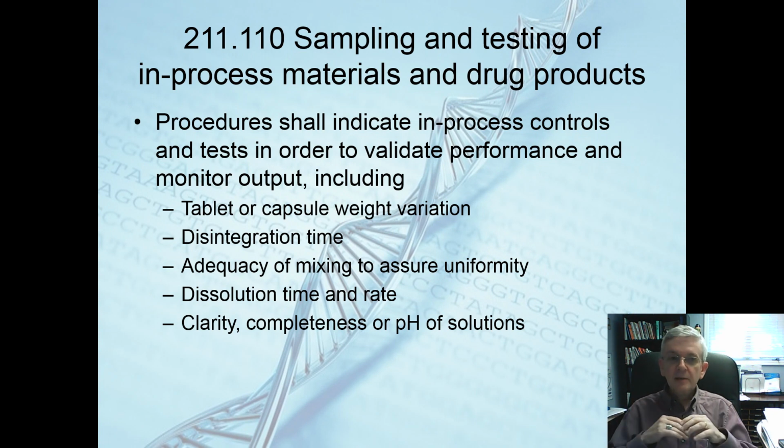211.110, sampling and testing of any in-process material in the drug product. Procedures shall indicate in-process controls and tests to validate the performance, to show that, yes, these are performing as intended, and to monitor the output of that. Whatever it happens to be, listed some items here, you have to verify that you have those in control.